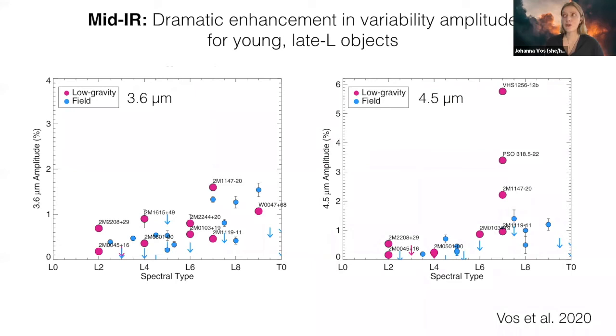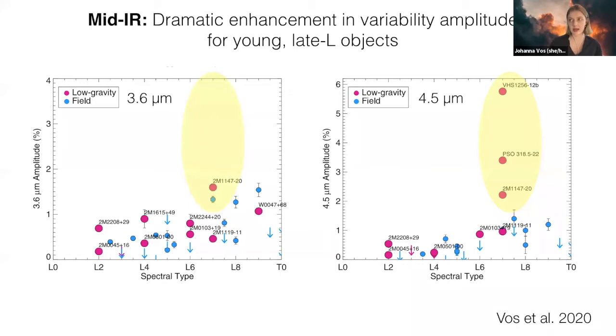So first we looked at the variability amplitude of the low gravity and field samples. And right away, we see that there's this enhancement in amplitude for the late L objects. The late L objects have amplitudes much higher than the field L7s and much higher than any early L dwarfs, whether they're young or old.